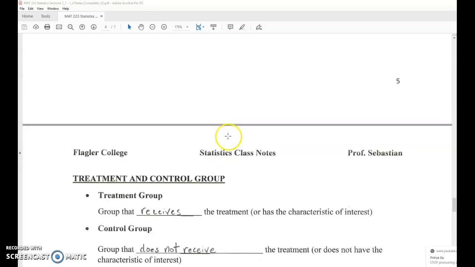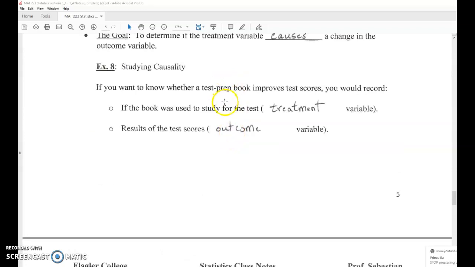Okay, so back in this example, not everyone would use the test prep book, or you wouldn't be able to see if it was actually the test prep book that improved the scores or not. So you need some people to use the test prep book, that would be the treatment group, and some that would not use the test prep book, that would be the control group.